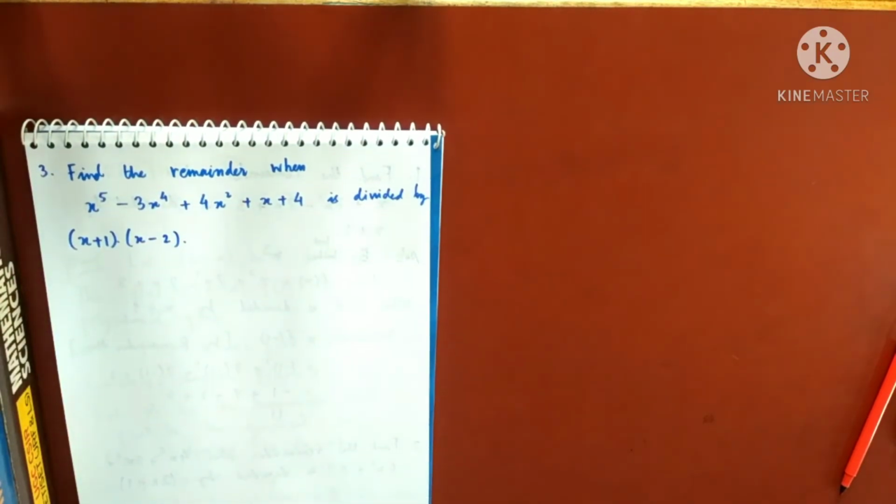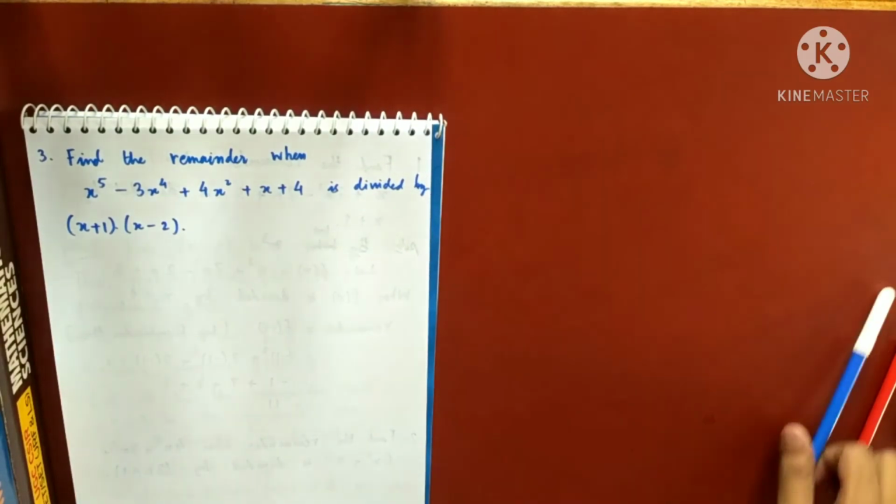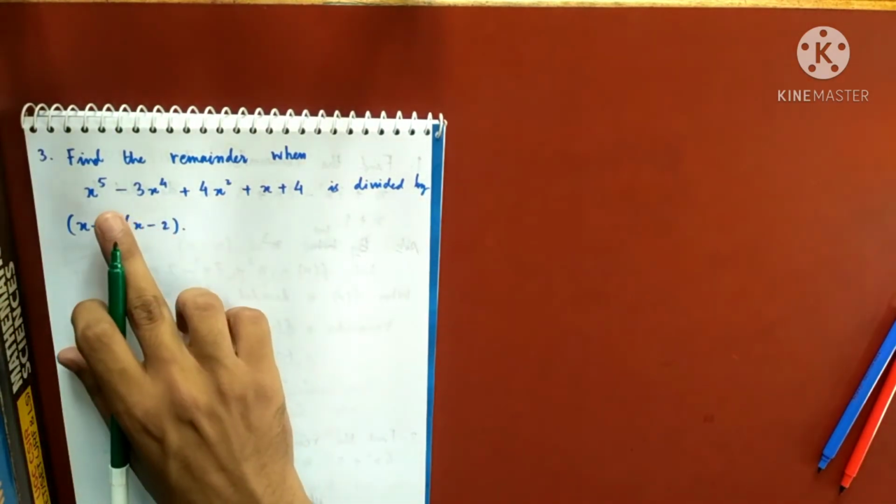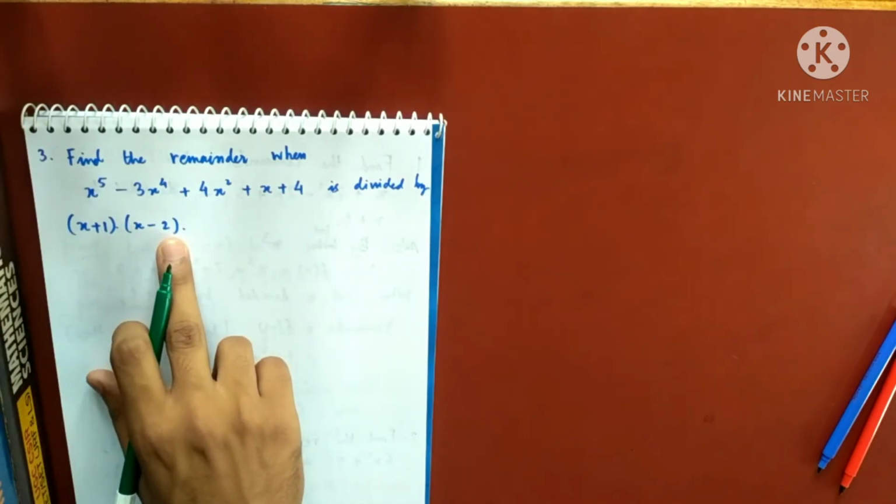Now remember here that you cannot use the remainder theorem because the divisor is not a linear polynomial anymore. It is actually a quadratic polynomial. So you have to find the remainder when this is divided by this. One way is you just multiply this and use the long division method to find the remainder. Otherwise, I know that when this is divided by this, the division algorithm guarantees that there will be some quotient and remainder.